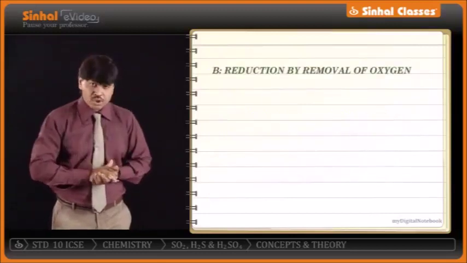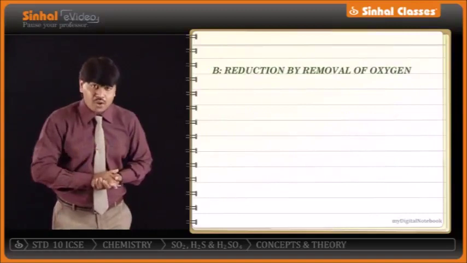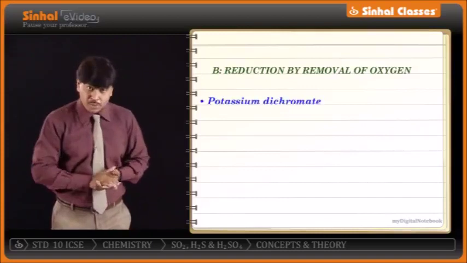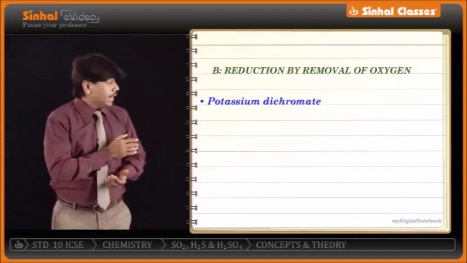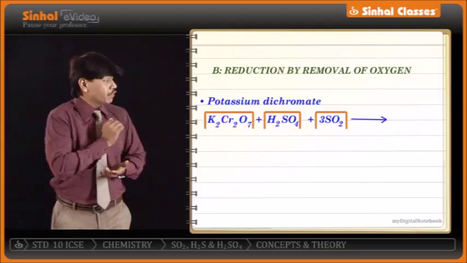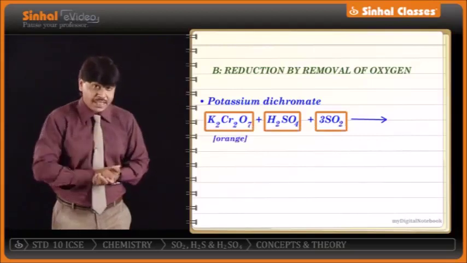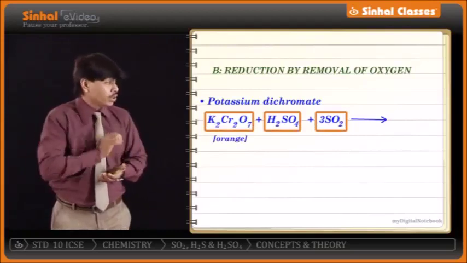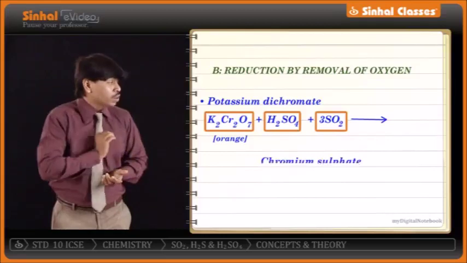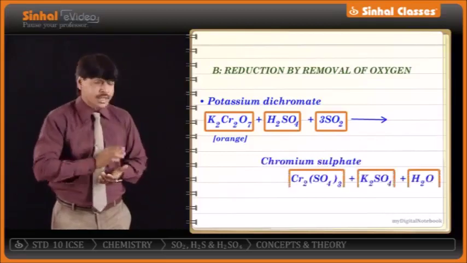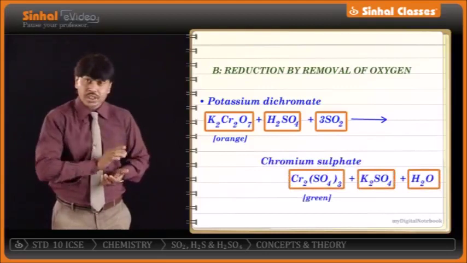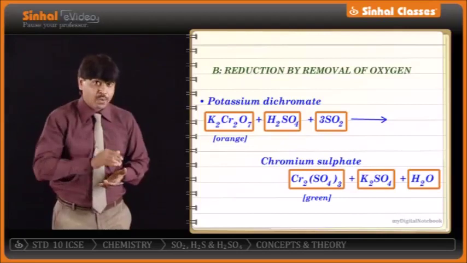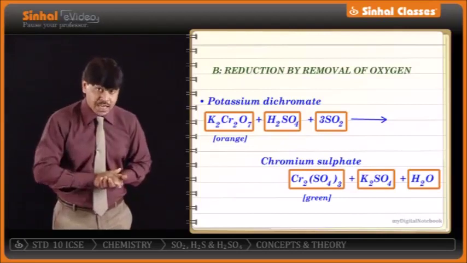In a similar manner, we can show the reducing property of removal of oxygen by using substances such as potassium dichromate, which is orange in color, K2Cr2O7, acidified with sulfuric acid, H2SO4, along with SO2 gas passed through it. It will give you chromium sulfate, Cr2(SO4)3, which is green in color. That means orange turns green, along with K2SO4 and H2O. This can be one of the tests for SO2 gas.